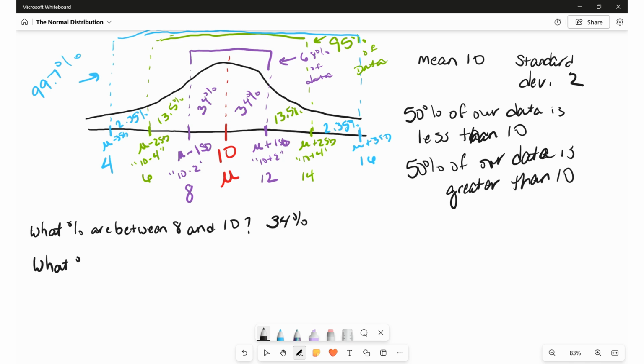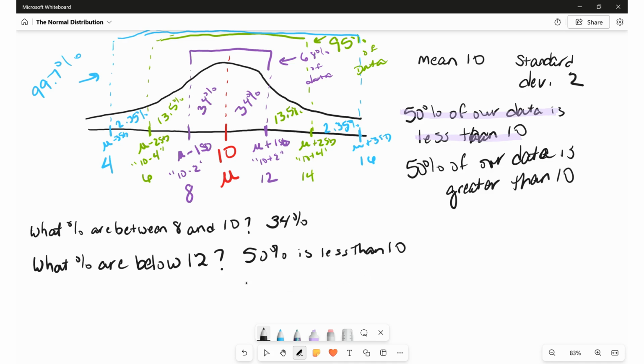How about what percent are below 12? Okay. Now, some people will come along and they'll say, well, I'm just going to add up all of those percentages. But I want you to remember something. What did we say at first? 50% of our data is less than 10. Okay? So we already know that we have 50% of our data less than 10.